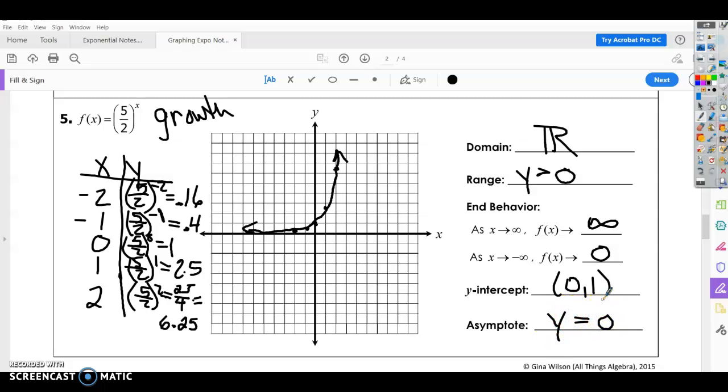Now, we're looking mostly at our parent function here. So unless we have vertical changes, it's going to be at 0, but that will change at some point. All right.